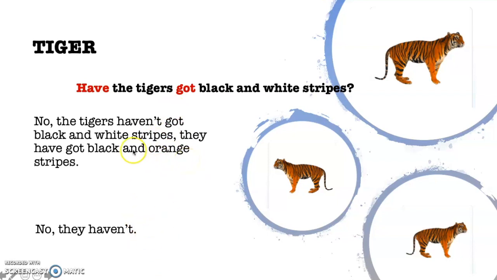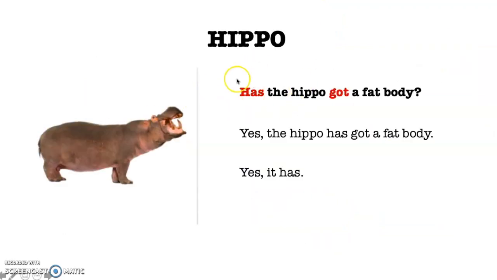Great. Now, take a look. Here, when we ask with have, we answer using have. But if we ask with has, we answer using has. All right?